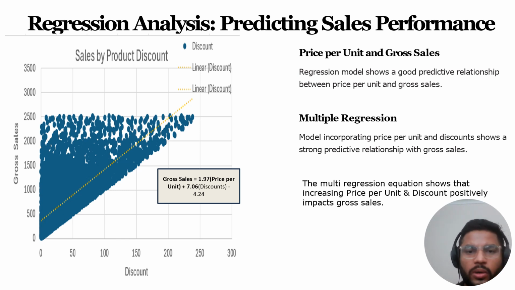The model incorporating price per unit and discount shows a strong predictive relationship with gross sales. So it showed strong relations. And the multi-regression equation showed us that increasing price per unit and discount was positively impacting gross sales. So the more the price per unit and discount, the more the gross sales increased at some level, while keeping in mind the profit margin also.